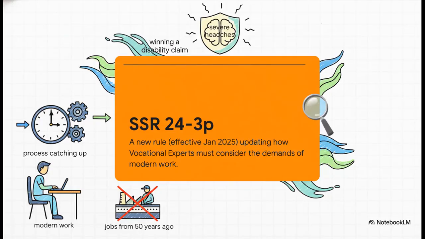And to prove that impact, you now have a really powerful new tool in your arsenal. See, for decades, the whole system was built on ridiculously outdated job data. But there's a new rule, SSR 24-3P, that is finally forcing the process to catch up with the 21st century. It makes these vocational experts, the people who testify about what jobs you can do, actually consider the demands of a modern workplace, not some job that hasn't really existed for 40 years.